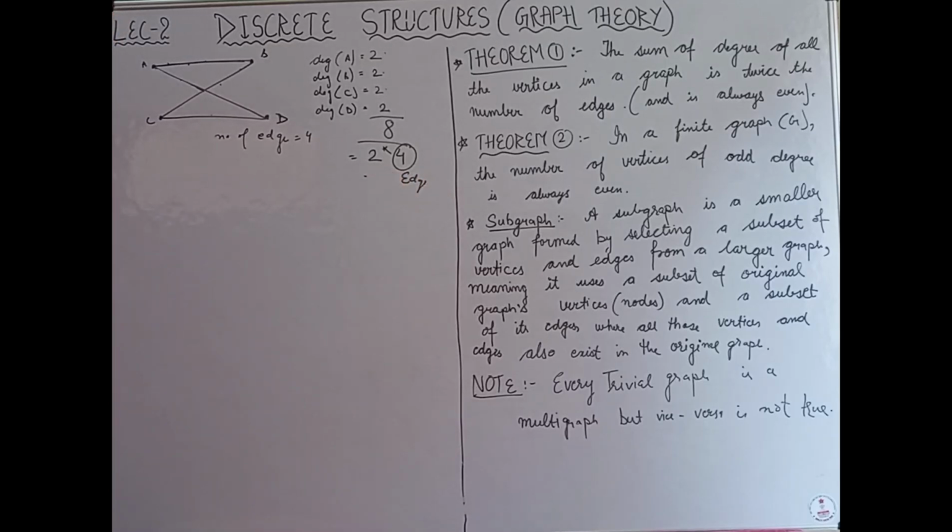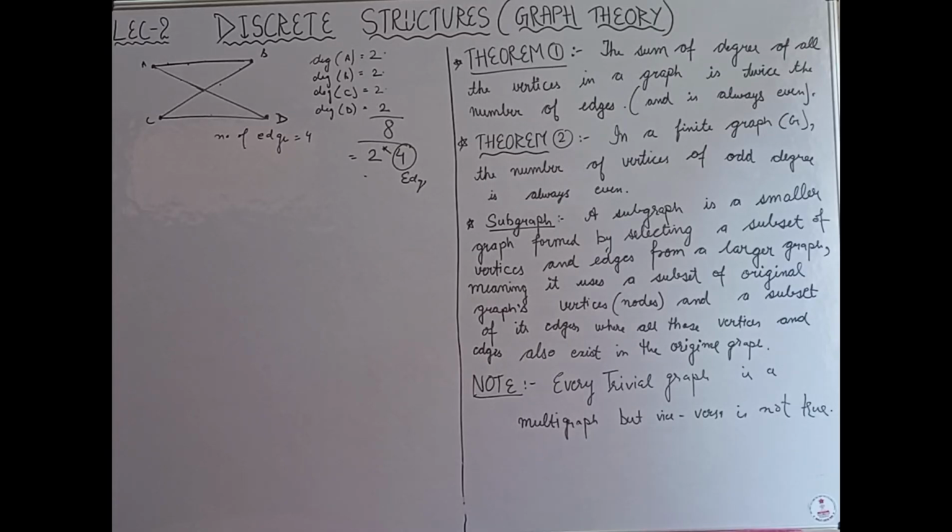So the theorem is proved that the sum of degree of all the vertices will always be equal to twice the number of edges in a graph. So you can take any graph by your imagination and you can verify this theorem. So let's move on to the second theorem.